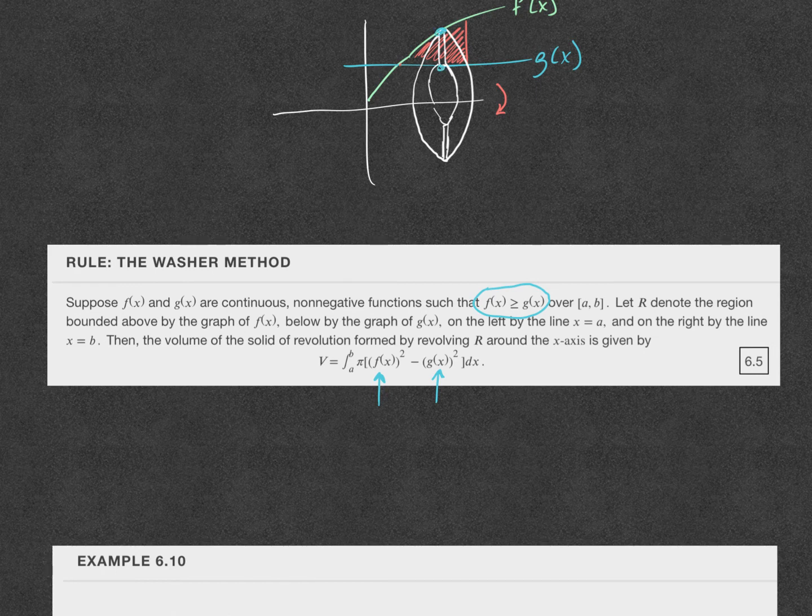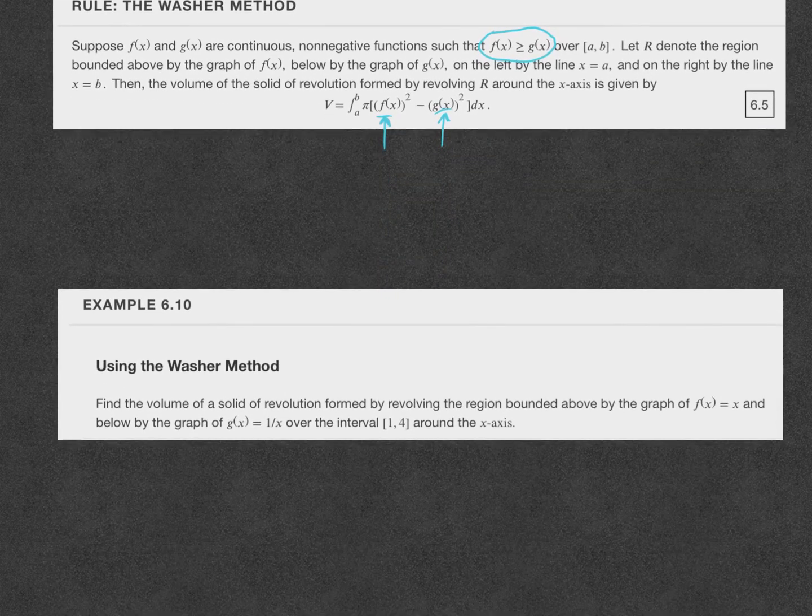My outer radius squared minus the inner radius squared. And make sure you square each function individually first. Super important that you do that first. It's not the whole quantity squared. It's each function individually squared. All right, let's look at an example and see how this one works.